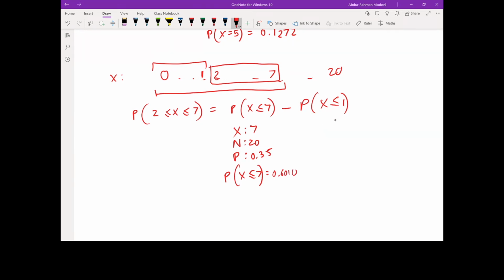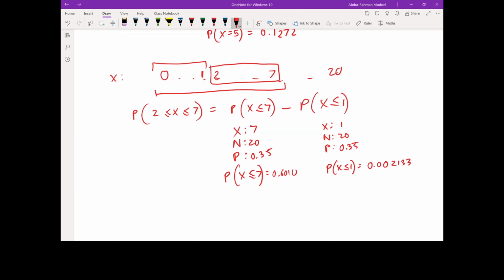And then do the same thing for this here, probability of X less than or equal to 1. Again, X, N, P. X is 1 this time, N is still 20 trials, probability of success is 0.35. This will give us the probability of X being less than or equal to 1 as equal to, okay, so let's go and put that in. And that gives us 0.002133, again, to 4 significant figures.